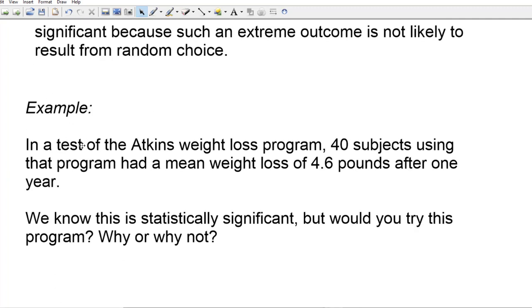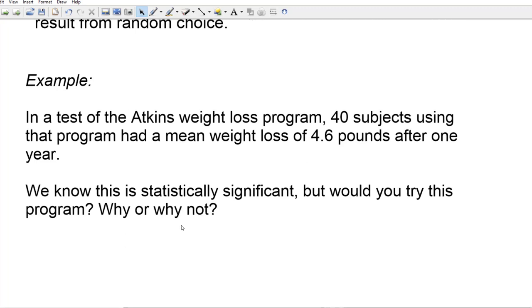So here's an example. In a test of the Atkins weight loss program, 40 subjects using that program had a mean weight loss of 4.6 pounds after 1 year. We know this is statistically significant, but would you try this program? Why or why not? Well, we all want to try, probably. Weight loss and food is all that we've been seeing on commercials all the time. So using common sense, it doesn't seem very worthwhile to pursue a weight loss program resulting in such relatively insignificant results, because you had a mean weight loss of 4.6 pounds after 1 year. Someone would probably want to lose more than that.